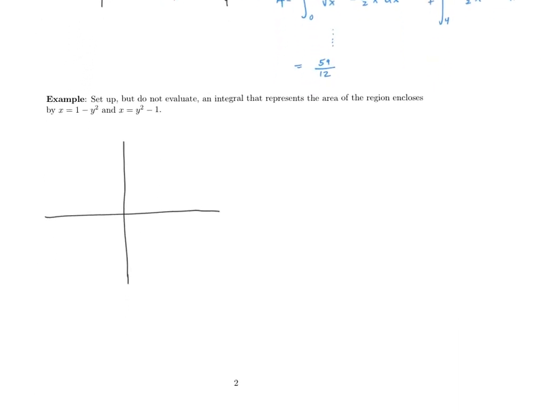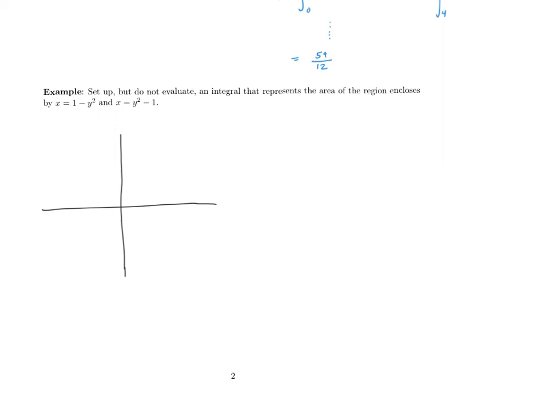For the second example on this final page, we would like to once again set up but not evaluate an integral that represents the area of the region enclosed by the parabolas, hint, x equals 1 minus y squared and x equals y squared minus 1. And once again, my hint to sketch these parabolas is to really think of those defining characteristics. As a function of y, is the parabola going to open to the right or to the left? And what are those y-intercepts going to be?